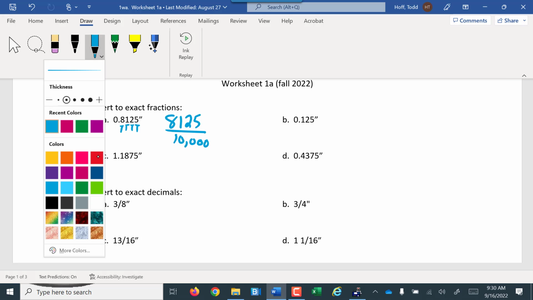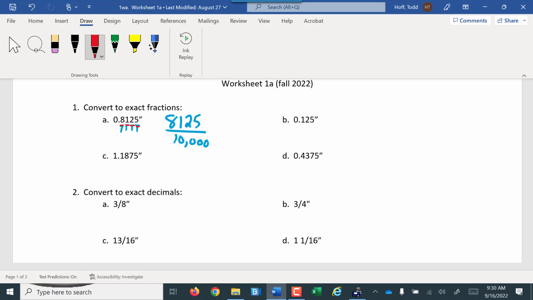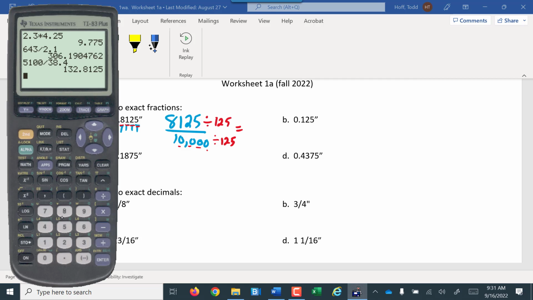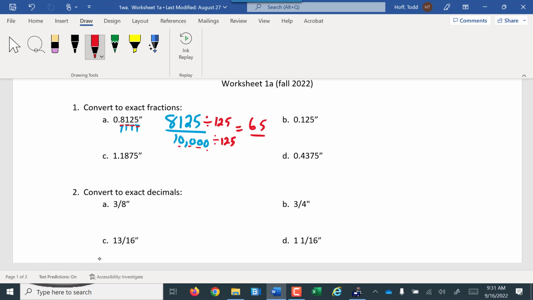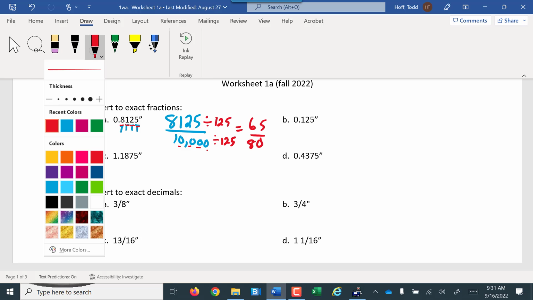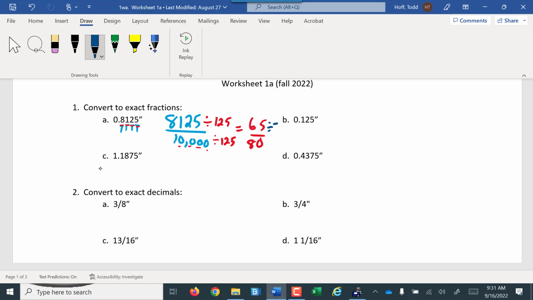Again, the shortcut, if you want to double check, there's 4 decimal places. There has to be 4 zeros in that denominator. Now, of course, we have to reduce that. Both of those can be divided by 125 will work. 8,125 divided by 125 is 65. 10,000 divided by 125 is 80. And of course, both of those can still be divided by 5, giving us 13/16.